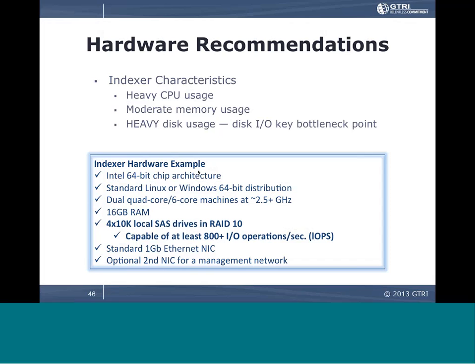like 12 cores on 64-bit architecture. If you're running it on Windows, you want 12 cores, you want 16 gig of RAM. And if you're configuring an indexer, you want 10K SAS in RAID 10. You want fast I/O. I/O is really important in indexers. Okay, so that's what you want for an indexer. 1 gig of throughput for the network connection is perfectly okay.